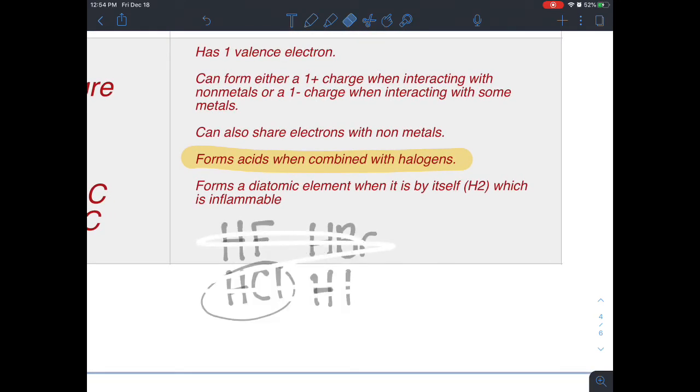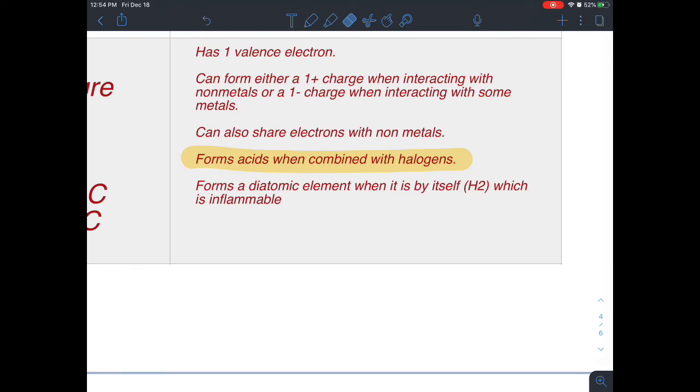The last thing I think that's important here is just that it forms a diatomic element when it's by itself. I know we talked about that previously. So we've got a hydrogen with one electron, another hydrogen with one electron. Because it would be the exact same nuclear strength, they would share those electrons and it forms H2 gas. And if you haven't been living under a rock your whole life, you know that hydrogen gas is flammable. The most classic example of that would be the Hindenburg disaster. And I'm going to post a link to a video that talks about the Hindenburg a little bit more as part of this lesson.